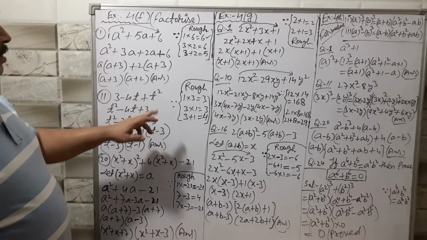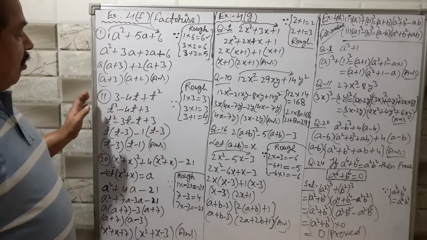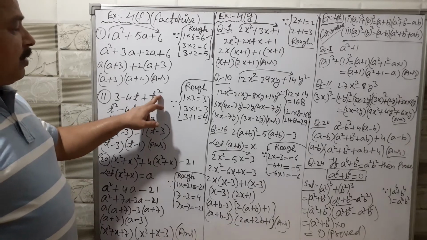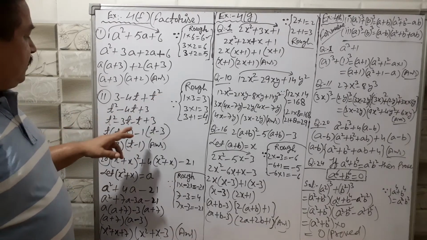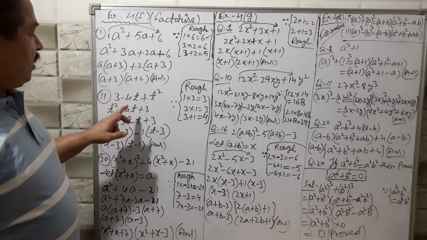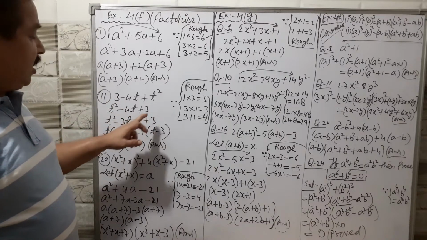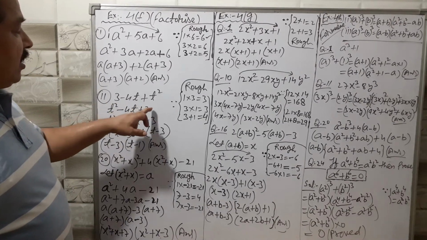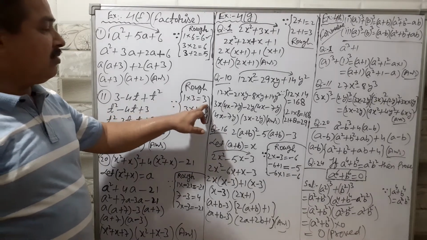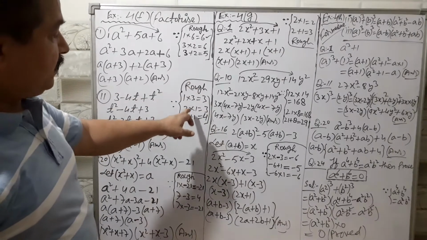Answer. Now see this. First of all, arrange this also in proper form. The variable power is given at last. Take it first: t square, then minus 4t, then at last plus 3. Now it has 1 as coefficient. Here is 3. 1 into 3 becomes 3 again. See this side, rough work.